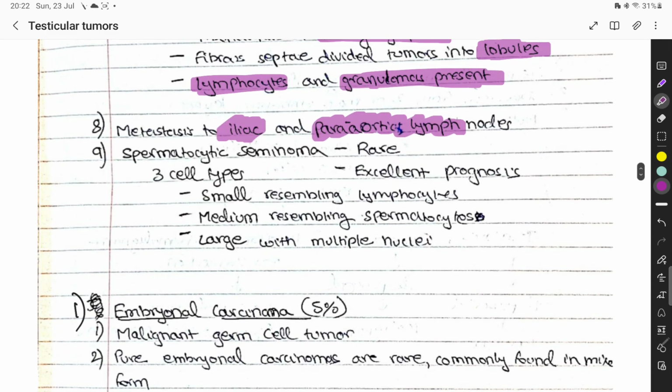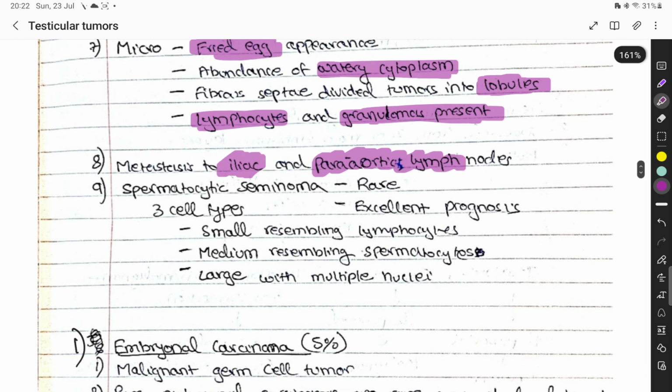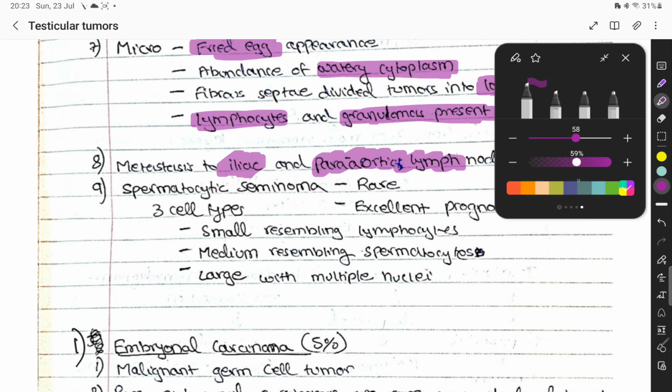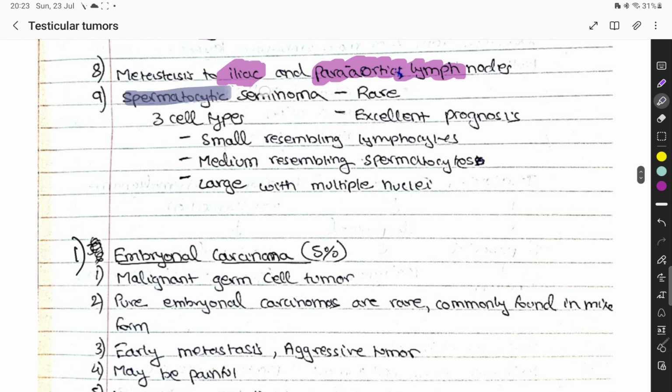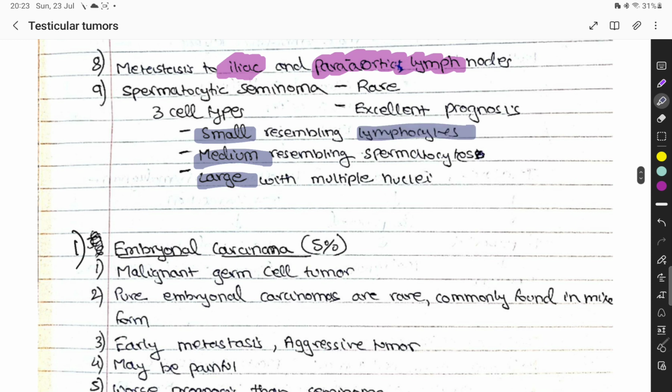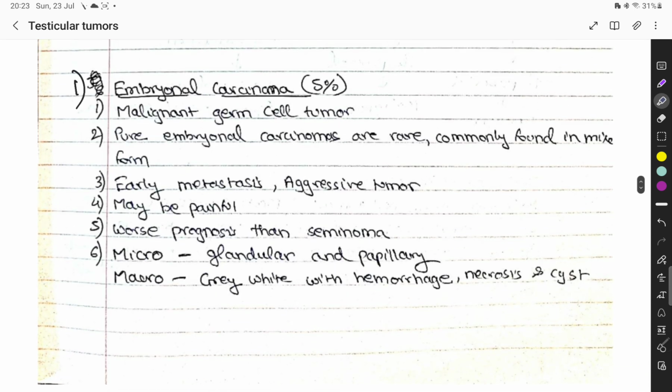Spermatic seminoma. I won't say it's a type, but it's nowhere else actually, and I just felt like it was better classified here for some reason. Anyways, the spermatocytic seminoma is rare. It has an excellent prognosis. You will find three types of cells in spermatocytic seminoma: small, medium, and large. Small ones look like lymphocytes, mediums look like spermatocytes, and large ones have multiple nuclei. That's it. It looks like any cell that has multiple nuclei.